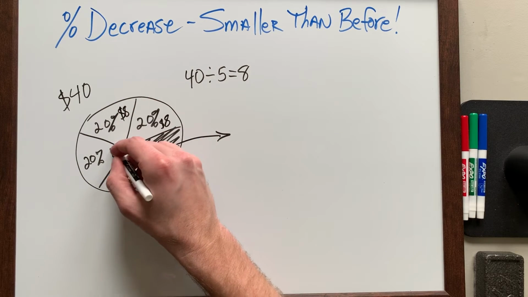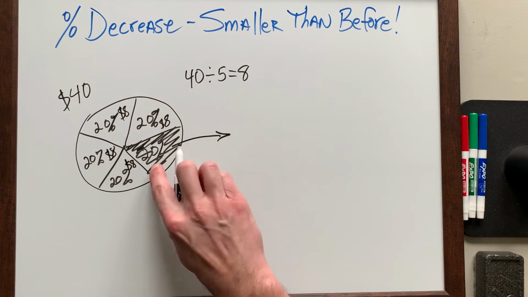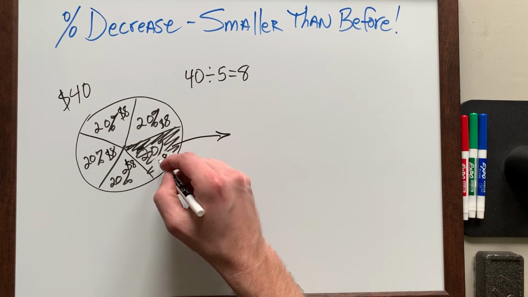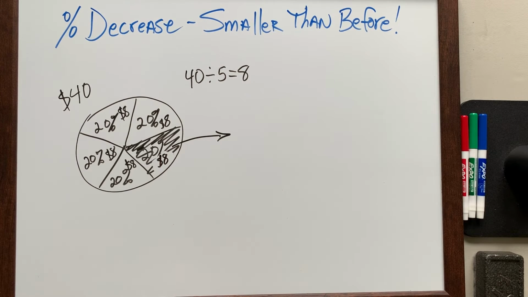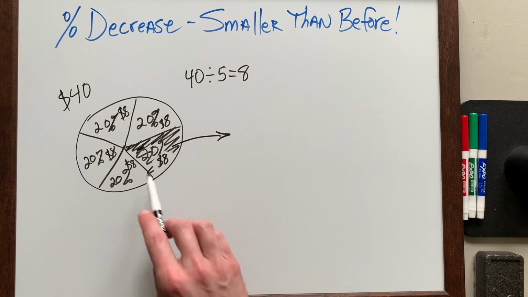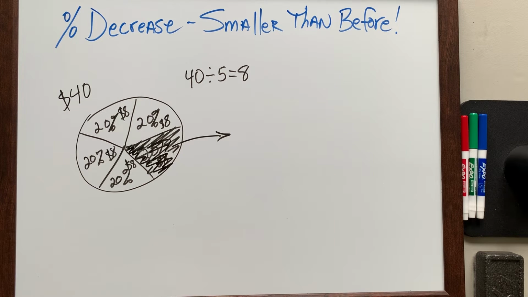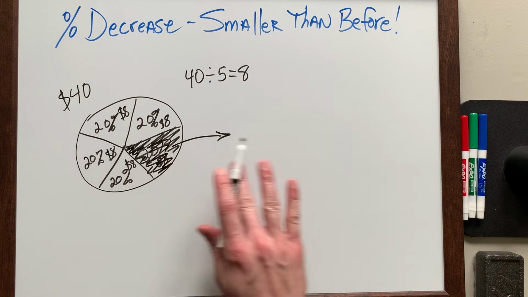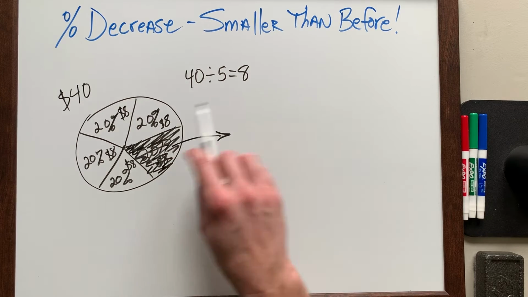Now, why are we doing that? Well, because what we want to understand is that this piece down here was $8, but now because of the decrease, we're saying you don't have to pay that. A 20% decrease in the cost of something means the price goes down. You're not paying that $8 now. So this is just a visual way to think about what is happening when we have a percent decrease.